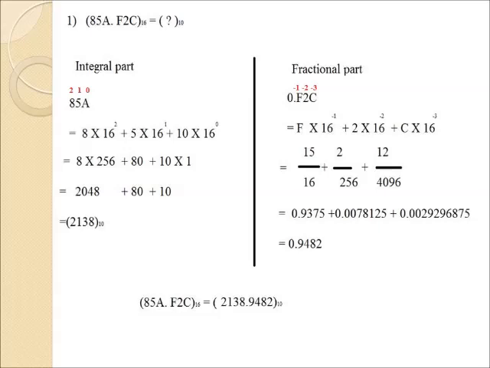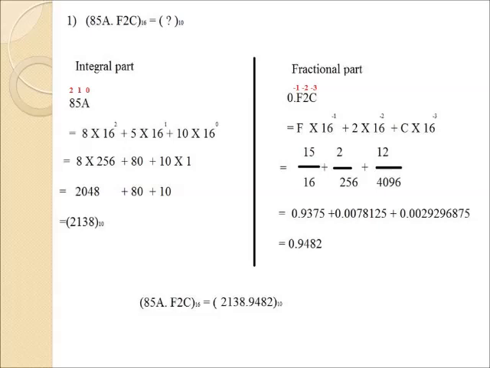So here you can see 8 into 16 raised to 2, plus 5 into 16 raised to 1, plus A into 16 raised to 0. A means it is 10 in hexadecimal, right? So 8 into 16 raised to 2 is 256 times 8, plus 5 into 16, which is 80, plus 10 into 16 raised to 0, which is 1. So we are getting the result as 2138 as the equivalent decimal.